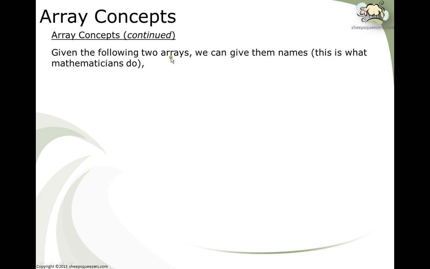So, given the following two arrays, we can give the arrays names, and this is exactly what mathematicians do. They don't have any friends, so in any case, I'm going to say this array, 150 through 876, which is exactly our weights from our spreadsheet, I'm going to call it W. These are our heights from our spreadsheet. I'm going to call that H. So this array is now termed W. This array is now termed H.